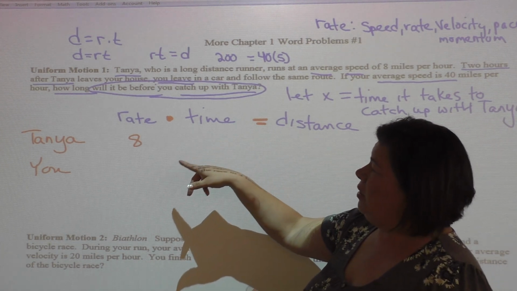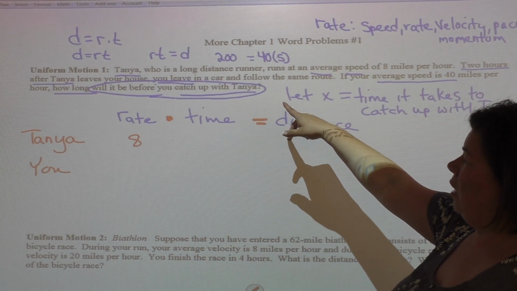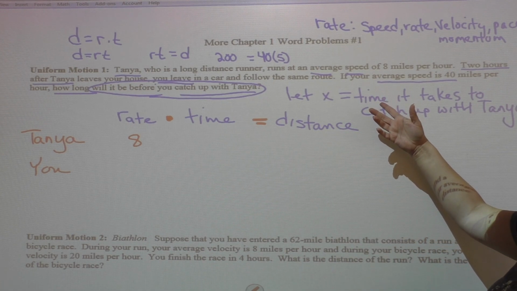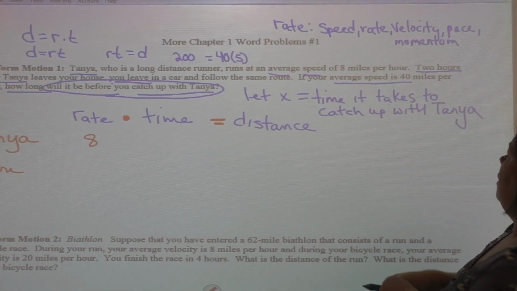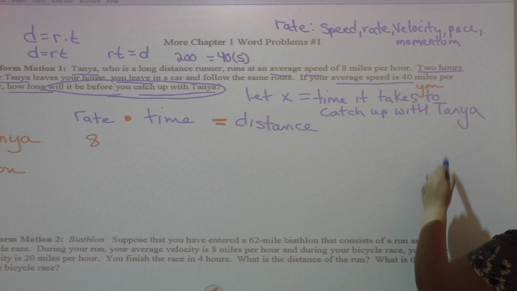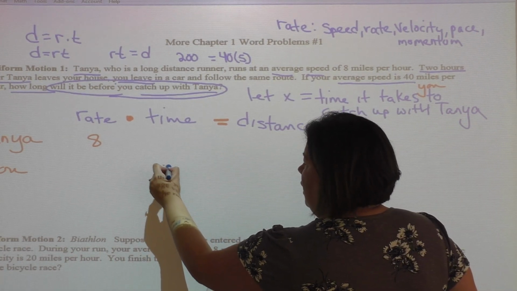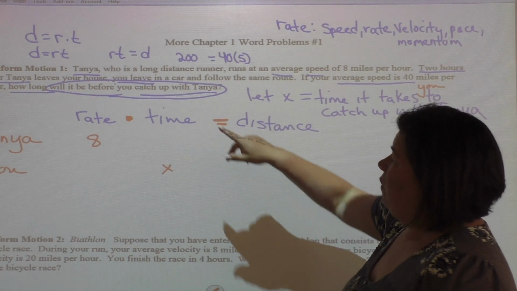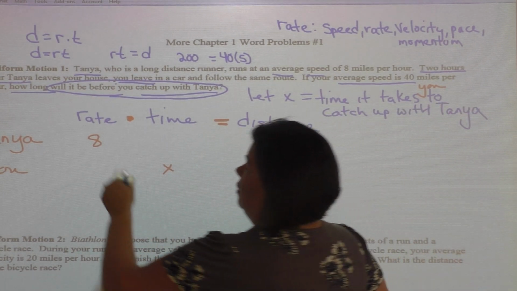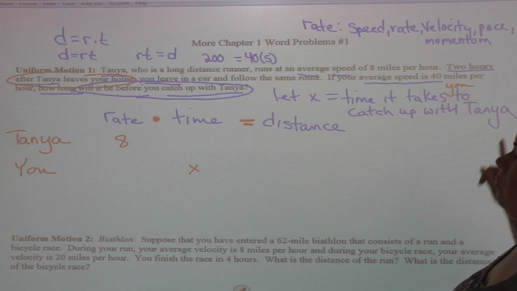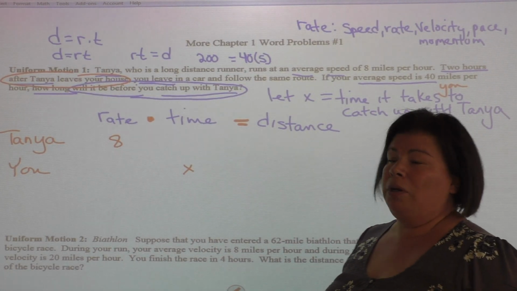2 hours after Tanya leaves your house, you leave in a car and follow the same route. So we're going to let X, because we defined that earlier, equal the time it takes you to catch up with Tanya. So that means your time is unknown, which is X. You left 2 hours after Tanya leaves your home.